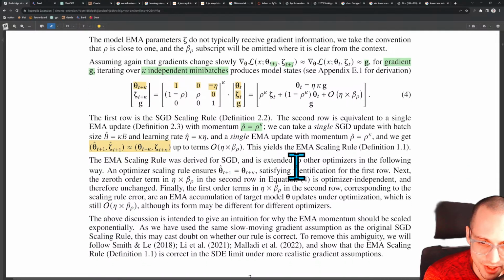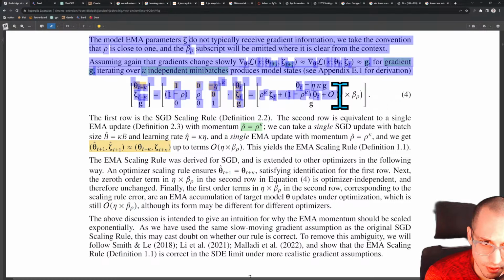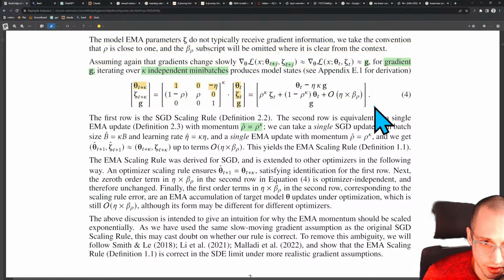The EMA scaling rule was derived for SGD, and it's extended to other optimizers in the following way. An optimizer scaling rule ensures that theta hat t plus 1 is theta t plus k, satisfying identification for the first row. Next, the 0th order term, eta cross beta rho, in the second row is optimizer independent. So they're saying this term here does not depend on the optimizer. What they mean is that the optimizer is largely how you're getting this G, and here there's no dependence on G. So it's independent. It's going to work regardless of what optimizer you use.